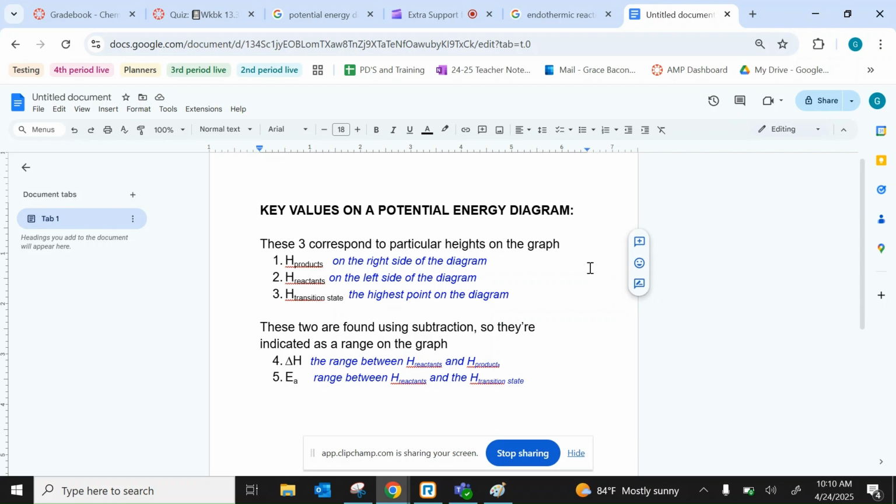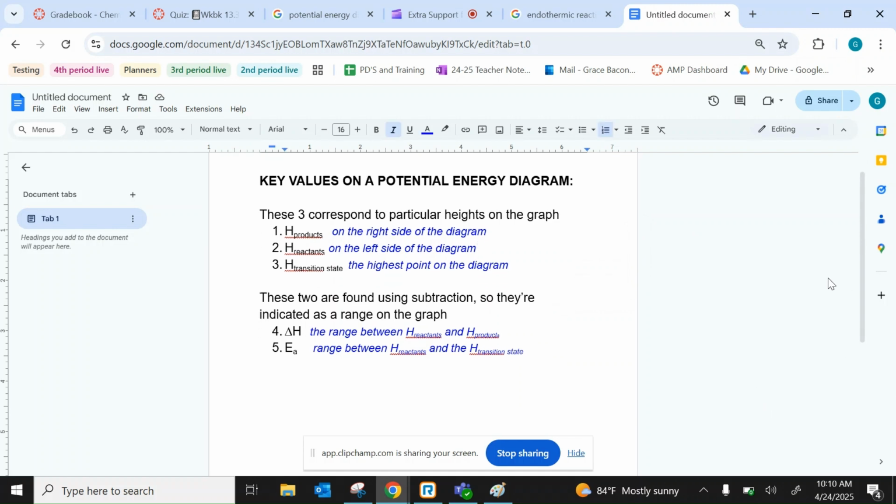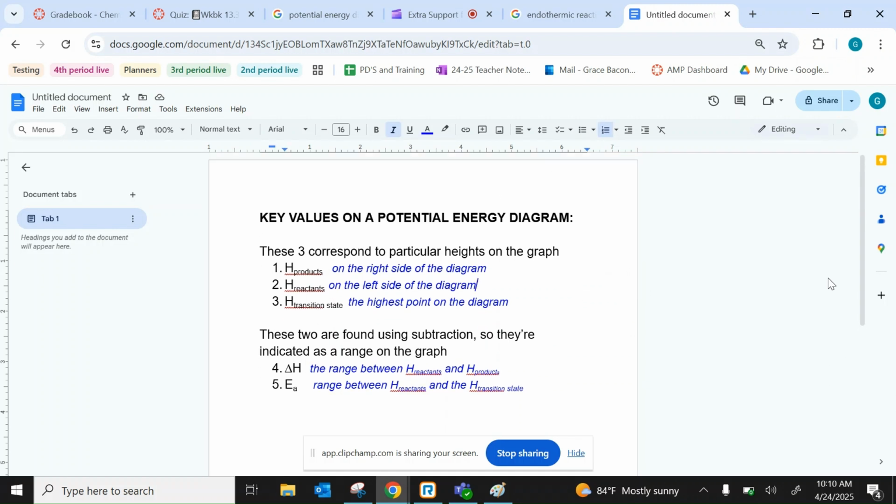So I wanted to spend a little bit of time reviewing some of the key information from potential energy diagrams, what we're looking for, and then we'll look at workbook 13.3 a little bit together. I'm not going to talk a ton about what these values mean in this video. For that, please go back to the previous recording where I went over potential energy diagrams the first time. In that, I spent a lot more time talking about what each of these different values mean and how we interpret them. But today, I really want to focus on just how we read this graph and how we find the values that we're interested in.